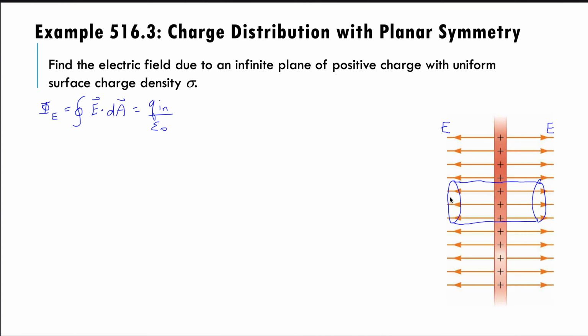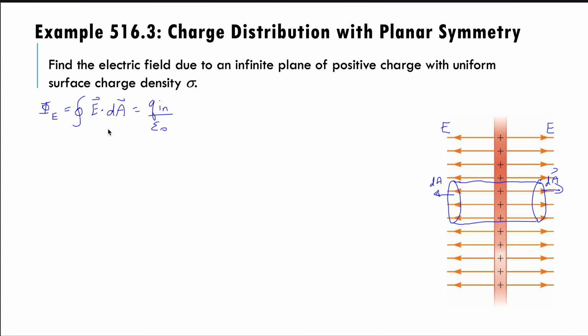Well, the field is going to be constant through all of the ends. As you can see over here, we're the same distance away from the plane, so the electric field is going to be constant here, it's going to be constant here. And also, the electric field is parallel to dA. In both directions, the dA points away from the ends.